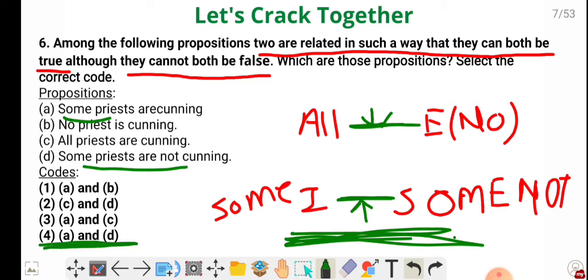Very simple. Just learn what is square of opposition. What are the tricks in that? This is contrary, this is sub-contrary, these are contradiction, this is subaltern. On the basis of this figure, mostly 2 questions will be asked. Next we will see again different questions on this square of opposition. Just learn what is square of opposition in logical reasoning.